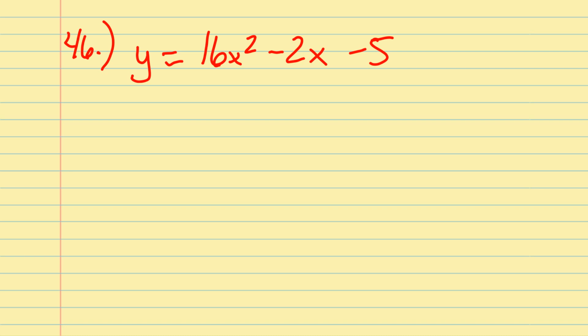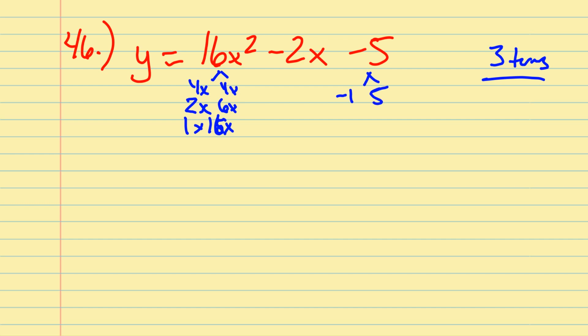So, 46, same exact concept, except this time we have 3 terms again. So, there's nothing in common, so I'm going to try 4x and 4x, then 2x and 6x, then 1x and 16x. My only options for 5 are negative 1 and 5, and if I get the right number and the wrong sign, I'll just flip the signs later. So I won't write it twice.